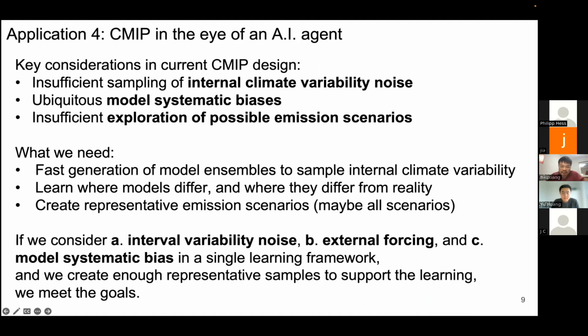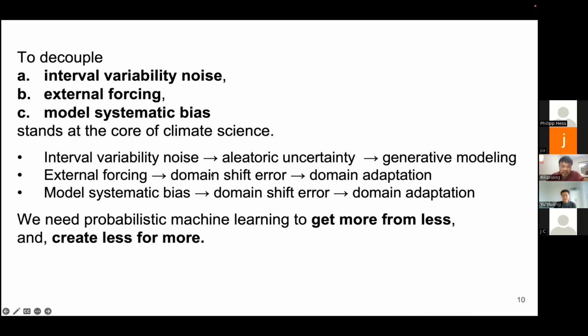CMIP 5 has 4 emission scenarios. CMIP 6 has 6 to 8. In CMIP 7, can we have infinitely many emission scenarios by doing interpolation between different emission scenarios? And we need fast generation of model ensembles, learn where models differ, and create representative emission scenarios. So if we consider all these 3 uncertainties together, maybe we can do it.